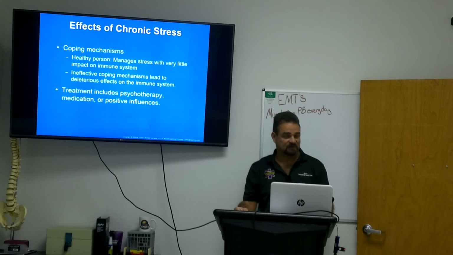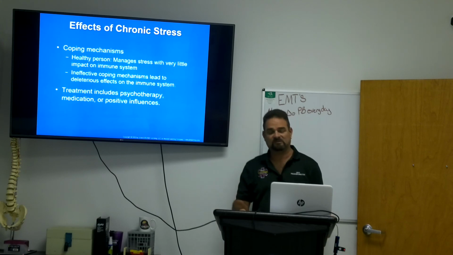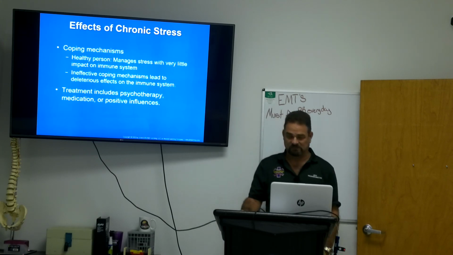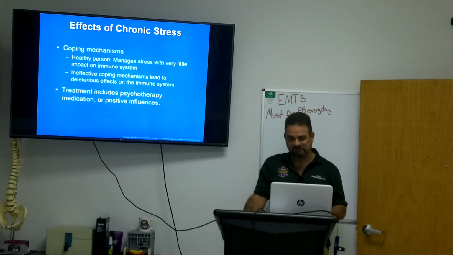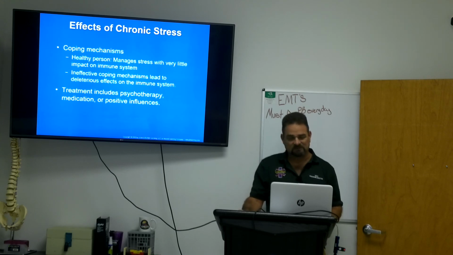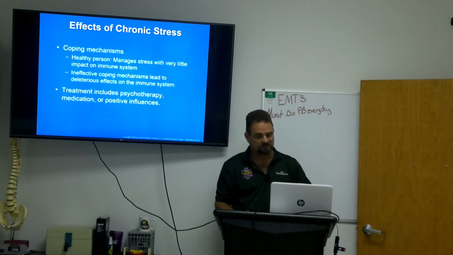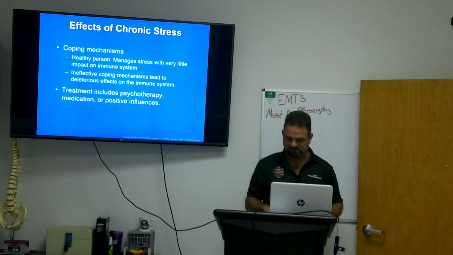Coping mechanisms play a major role in the psychological response to stress. Healthy persons may manage stress with very little impact on the immune system. Patients with ineffective coping mechanisms will have problems. They'll have deleterious effects on the immune system itself. The effects are worse on a person with an already compromised immune system. Immune suppression can be corrected with psychotherapy, medication, and other positive influences.